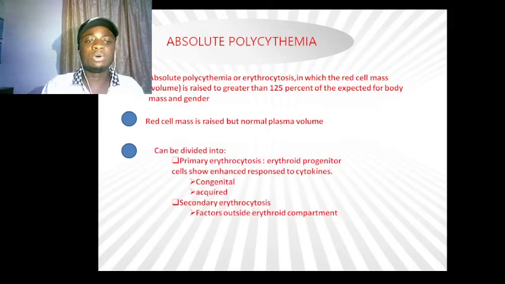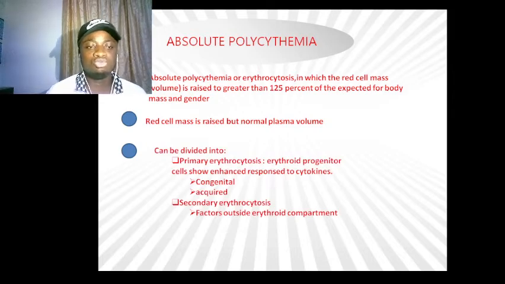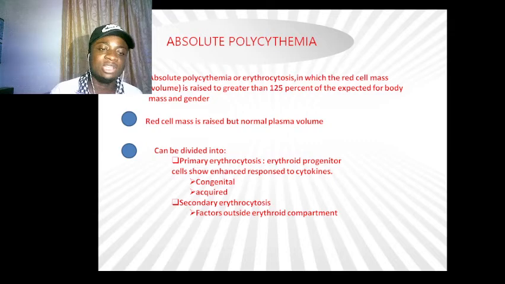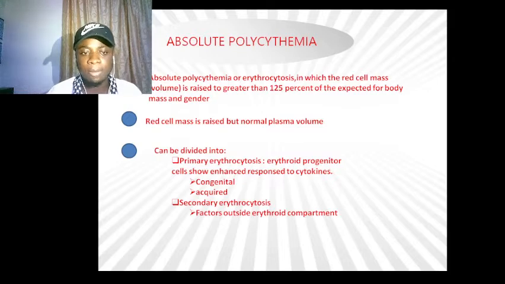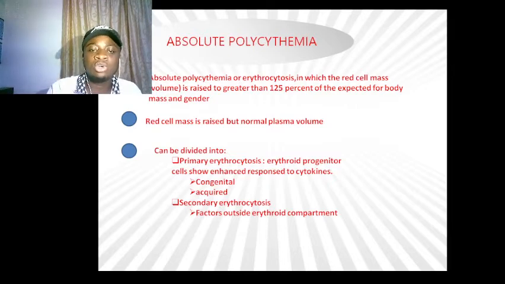Then the absolute polycythemia can be divided into two. You can have the primary erythrocytosis, okay, and the secondary erythrocytosis. Let me explain the primary erythrocytosis. Now the primary erythrocytosis actually affects the erythroid progenitor cells. You understand that? So the erythroid progenitor cells show enhanced response to cytokines.